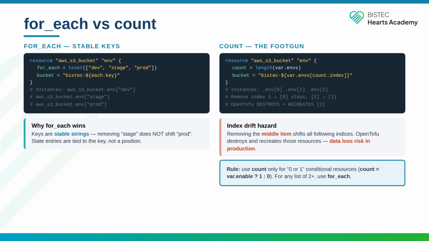Look at the two code examples on this slide. The top example with count is the footgun. The bottom example with for_each over a map of objects is the correct pattern. The operational difference is enormous.